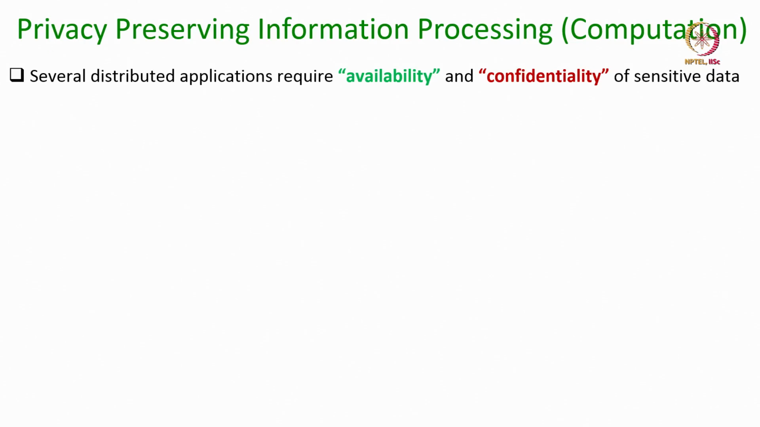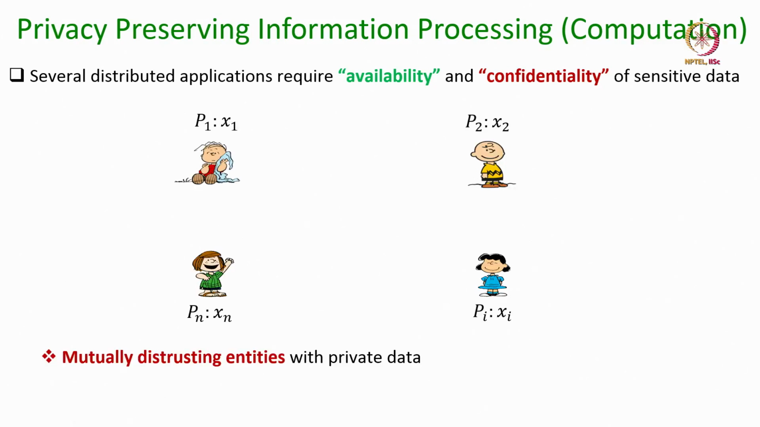So, there are several distributed applications, and in such applications we require privacy preserving information processing. Namely, we have several entities. In fact, we call them mutually distrusting entities. Say we have n entities P1, P2, Pi, Pn, and they are mutually distrusting in the sense they do not trust each other, and each entity has some confidential data. For instance, P1 has the data x1, P2 has the data x2, Pi has the data xi, and Pn has the data xn.